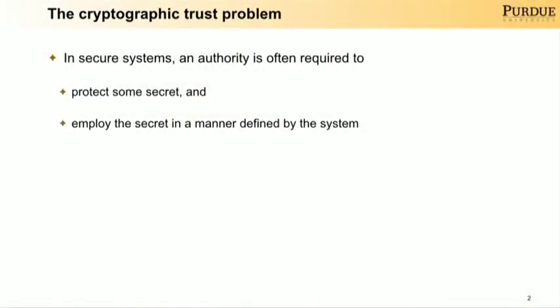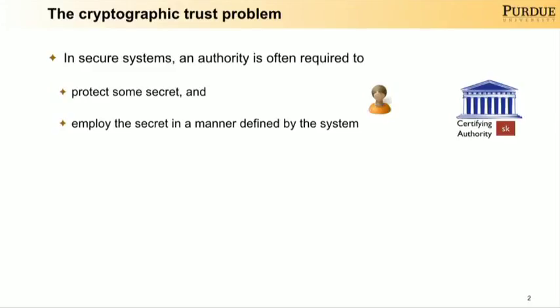I'll start this presentation by giving a brief overview of the kind of problems that typically interest me in my research. Most of the things that I do fall in the category of solving the cryptographic trust problem. What I mean by that is that in many secure systems, we often require an authority who not only protects a secret, but also uses that secret when required in a predefined manner.